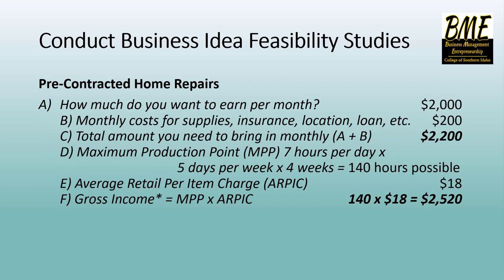In our case, I just did this one as an example. So if you want to earn $2,000 and your monthly costs are $200, that means you need to bring in $2,200. Your maximum production point is 7 hours per day. Figure you're going to have some travel. 5 days per week, and then about 4 weeks per month. So 140 hours possible. You're going to charge $18 an hour, so 114 times 18 is $2,520. So this will be a feasible option.